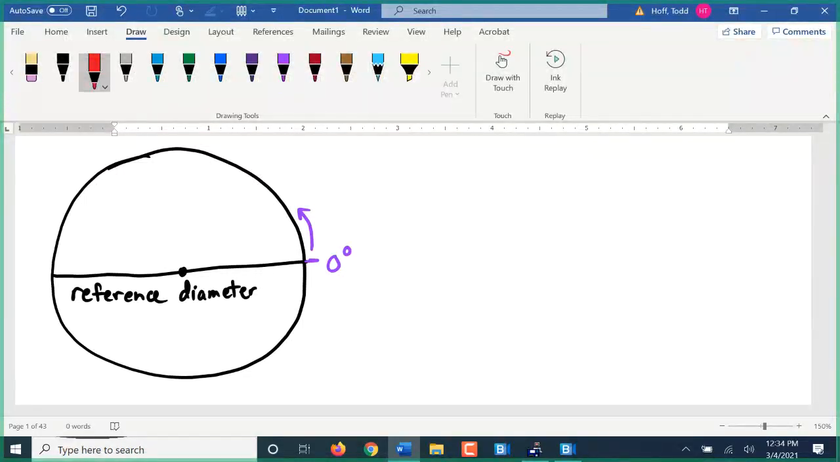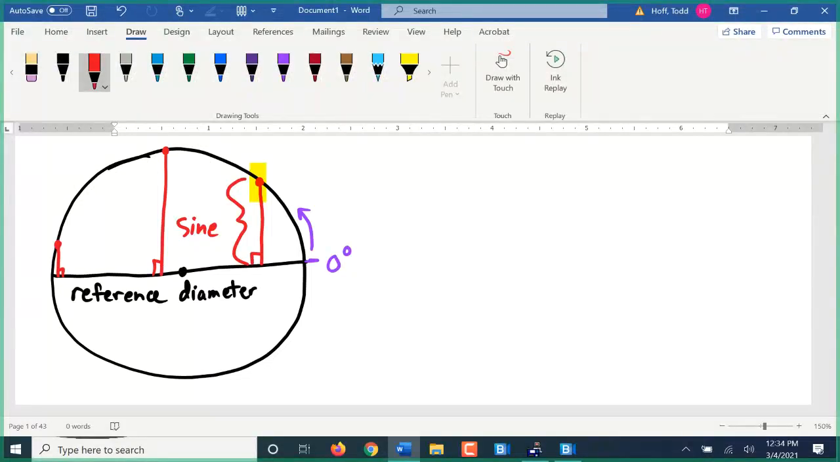Every point on that circle, let's pick a point on the circle, that one right there in red. If I measure its distance from that reference diameter, now remember, distance from a point to a line is measured at a right angle like that. That distance is called the sine of that point. So every point has a sine. This point here has a much smaller sine. This point up here has a larger sine.